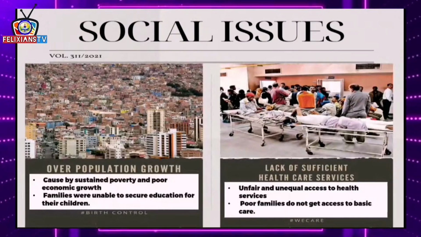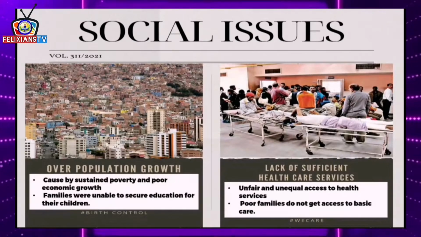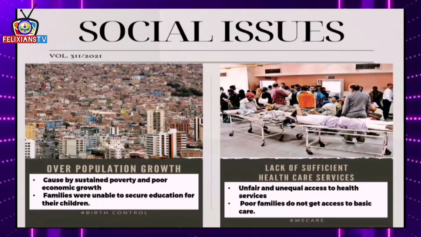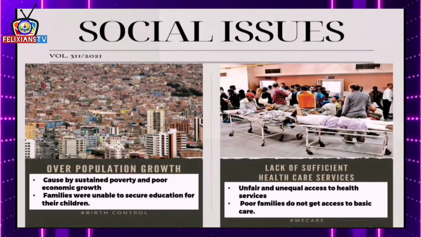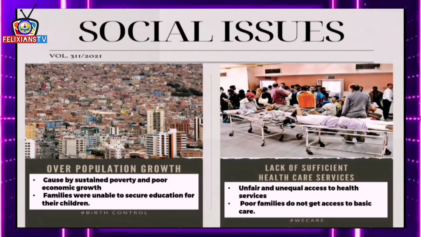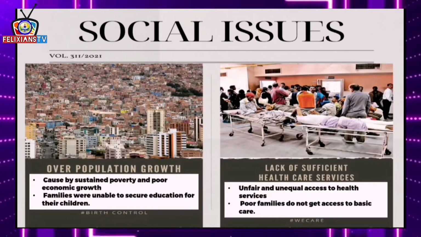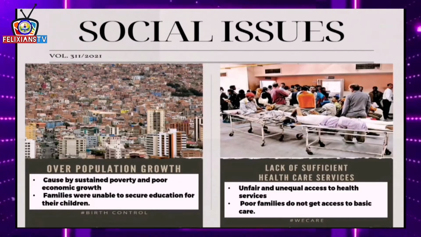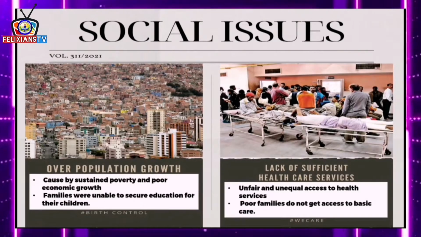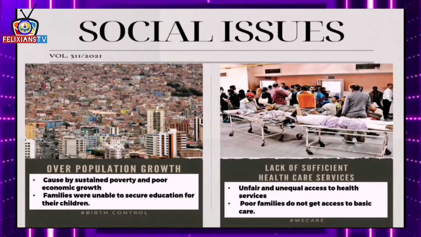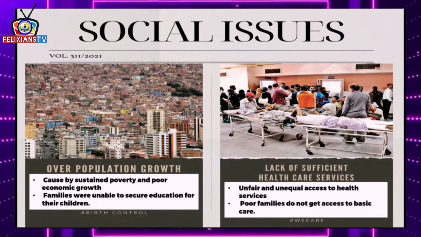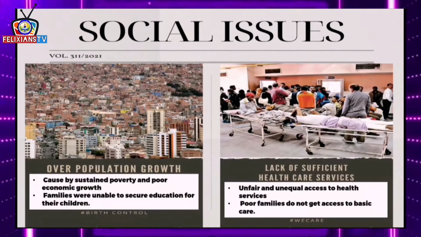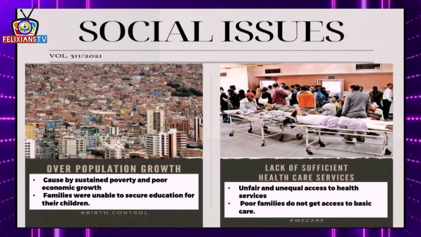The fifth one is overpopulation growth. An increase in population is caused by sustained poverty and poor economic growth. One of its possible effects is that families are unable to secure education for their children. Next is lack of sufficient healthcare services. In our country, there is a history of unfair and unequal access to health services. With regard to this, poor families do not get access to basic care.